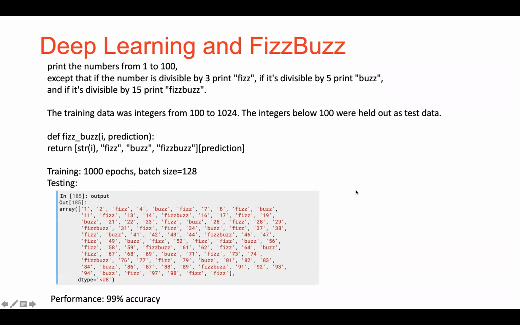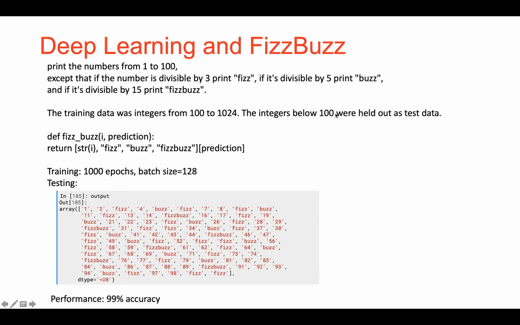And I've given this example before, the deep learning and FizzBuzz. FizzBuzz was to print the numbers 1 to 100, except that if the number is divisible by 3, print fizz. If it is divisible by 5, print buzz. And if it's divisible by 15, print FizzBuzz. And they trained it on integers from 100 to 1024. They took random numbers in this area, and they said, what is the answer? Is it fizz or buzz or FizzBuzz, or it should be just the integer output? And they trained it on many epochs, 1,000 epochs, batch size 120, lots of training.